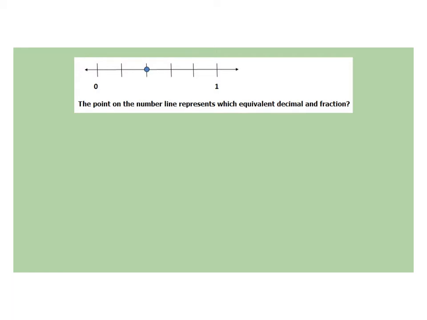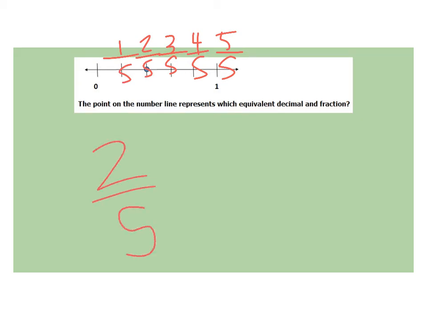So first thing I need to do is I'm going to identify my fraction. So I've got 1 piece, 2 piece, 3 piece, 4 piece, and 5. Remember, we do count the 5, and we do count the 1, but we don't count the 0. So all of these are fifths. So it is 2/5, and that's my fraction. And now I need to turn it into a decimal.